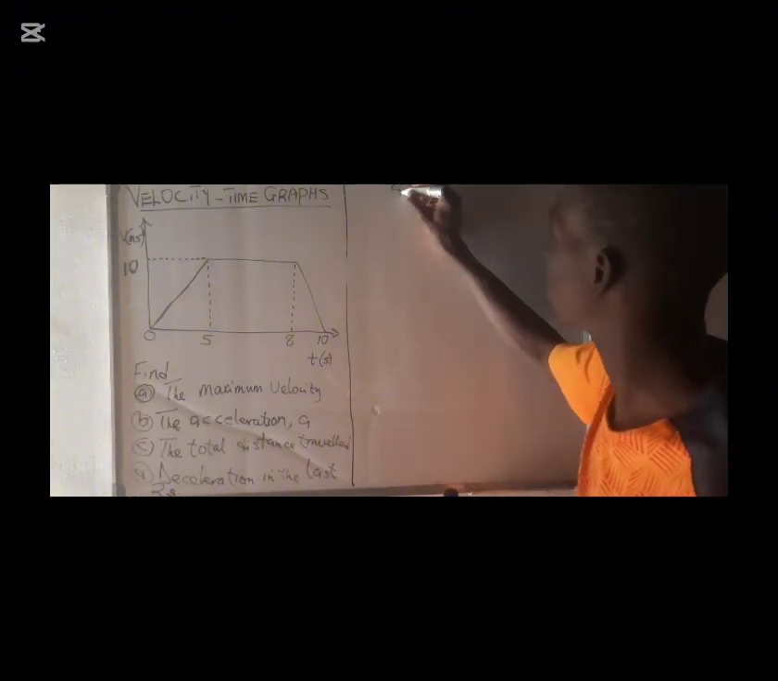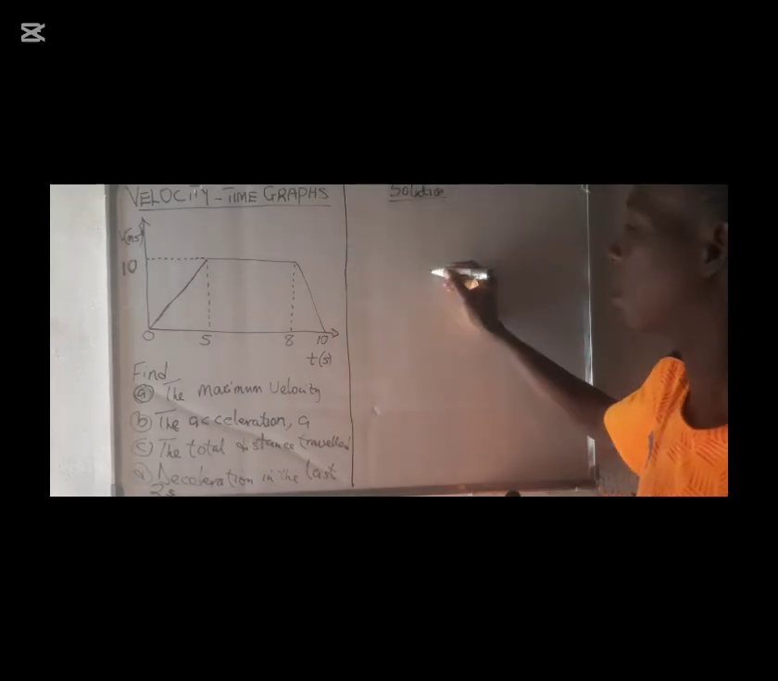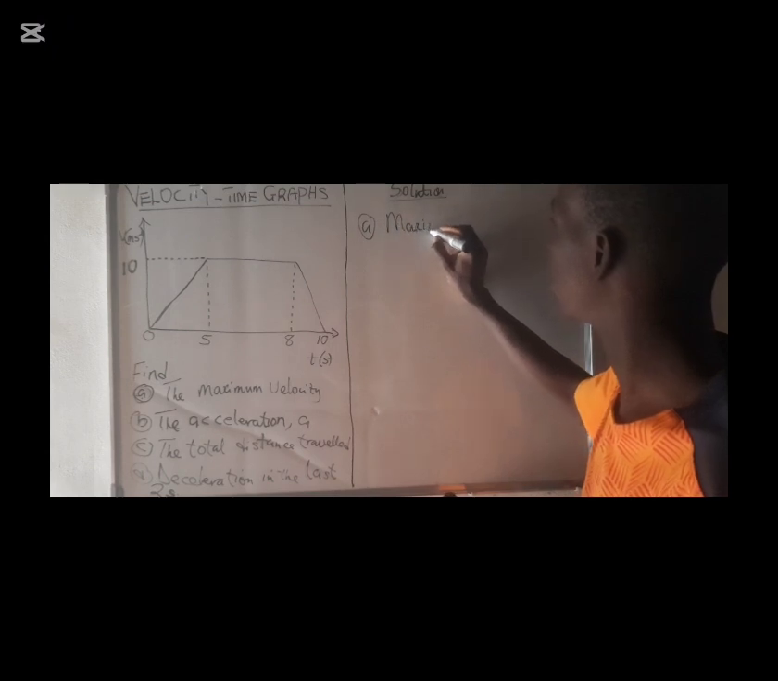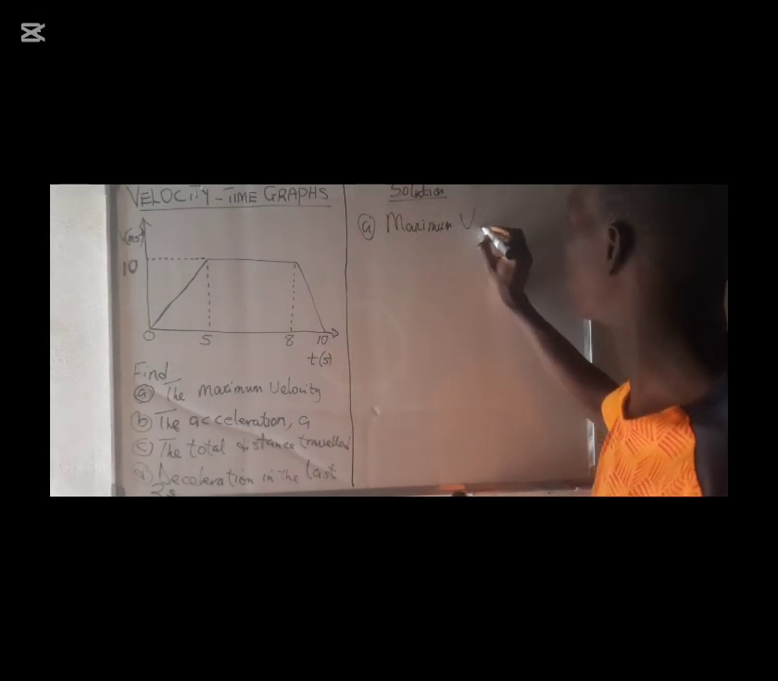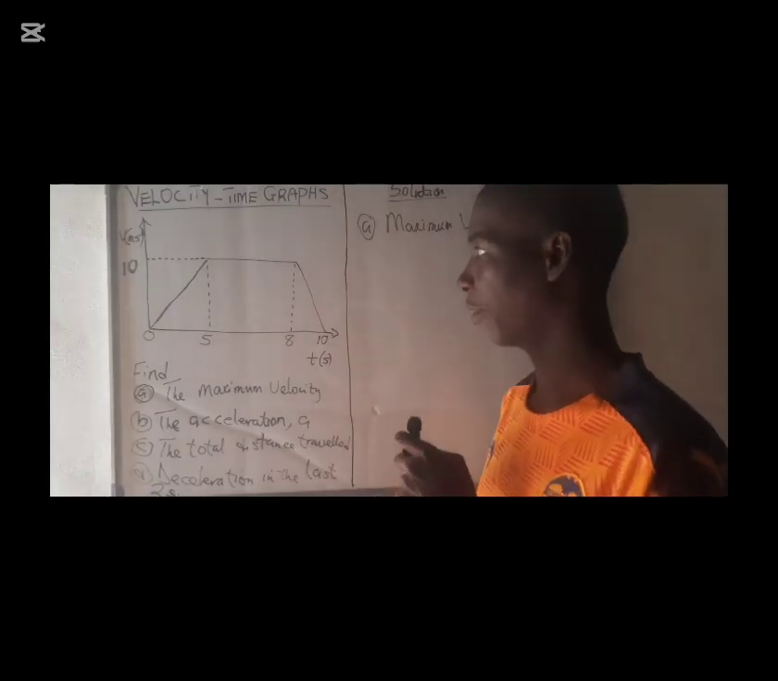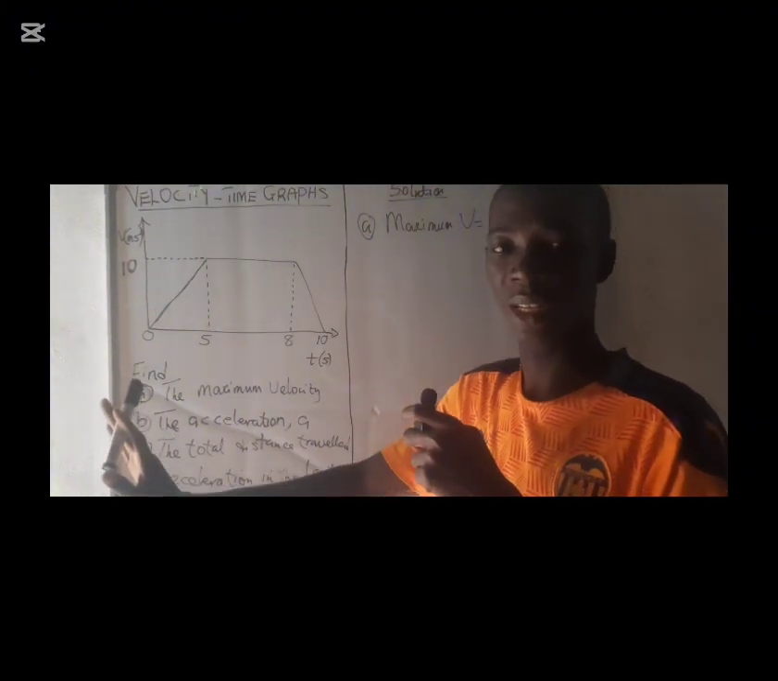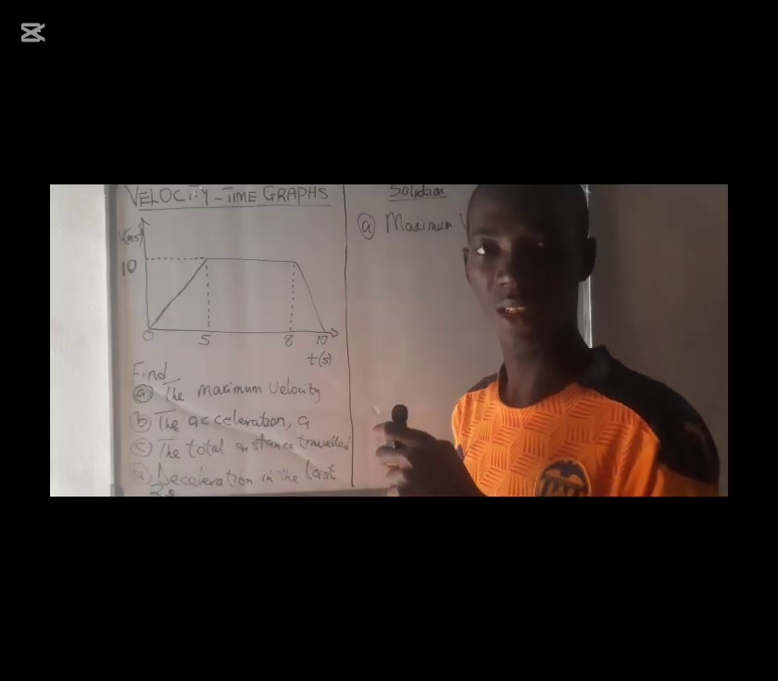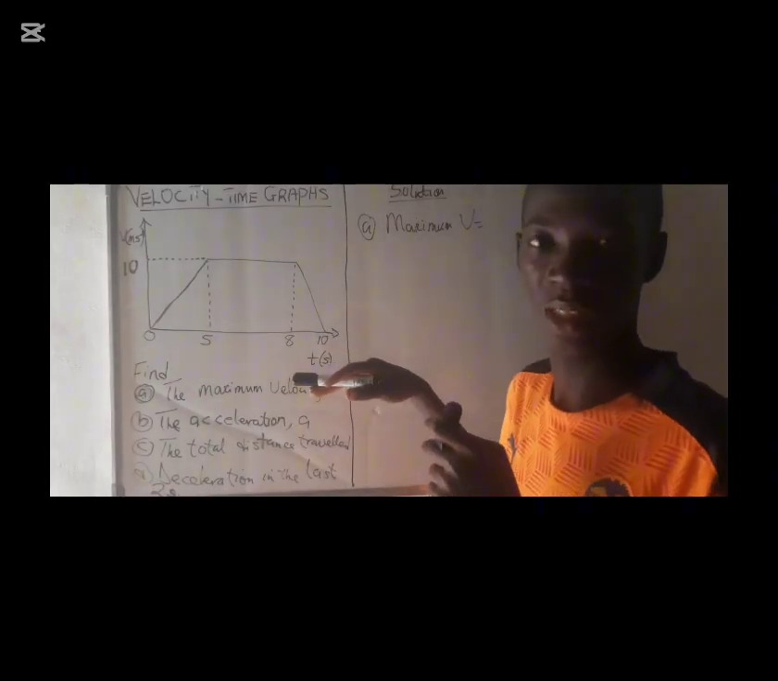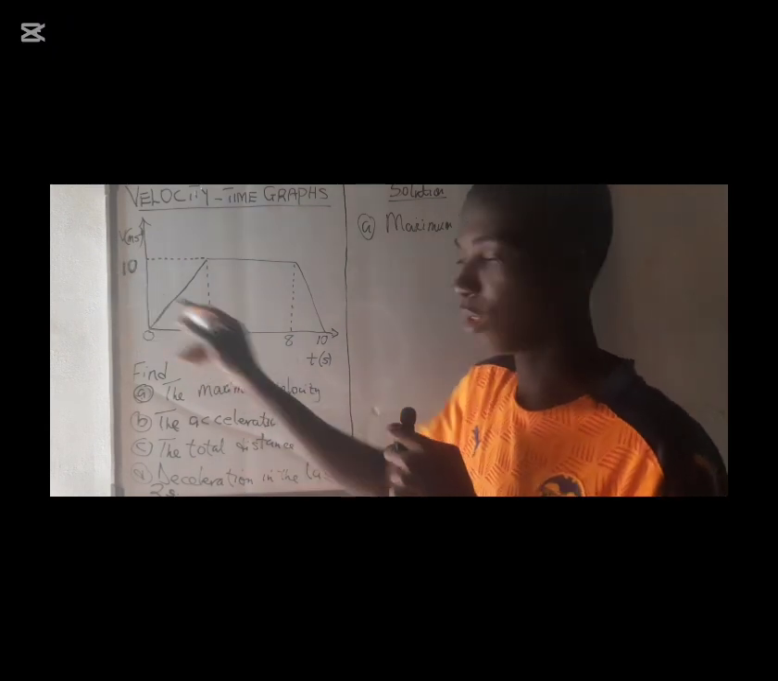So let's solve it out. We have A, which says we are asked to calculate the maximum velocity. If you look at the velocity time graph given, the values on the y-axis are the values of the velocity, while the ones on the horizontal axis are the values for the time. The vertical one is in meters per second, and the horizontal one is in seconds.